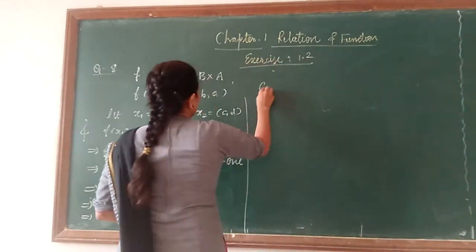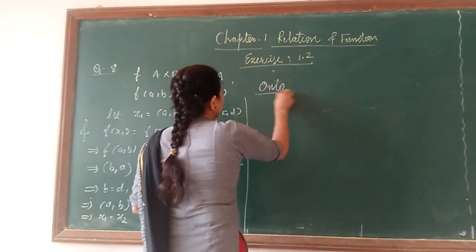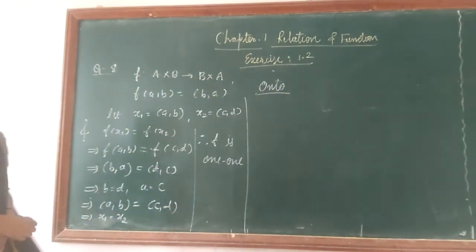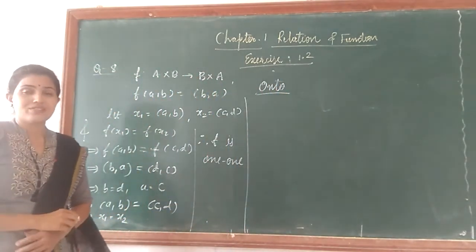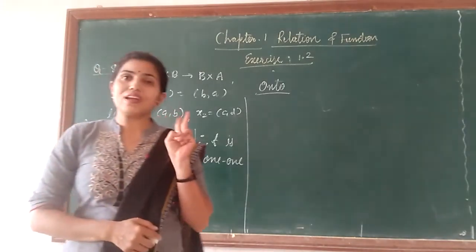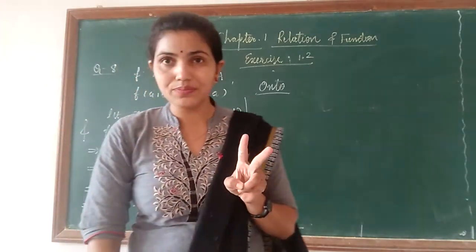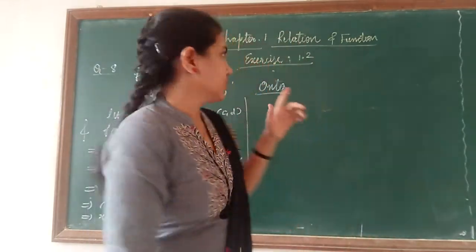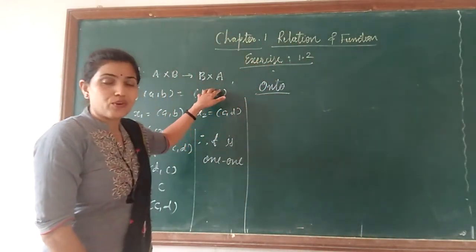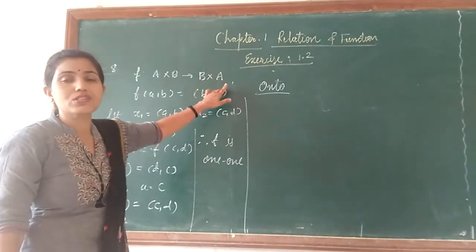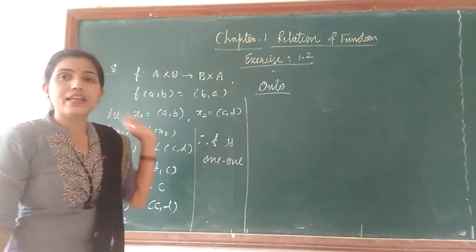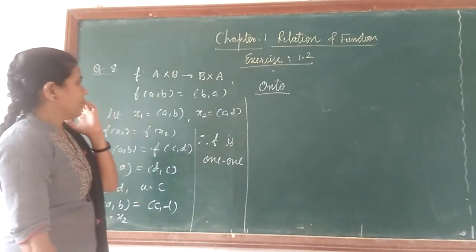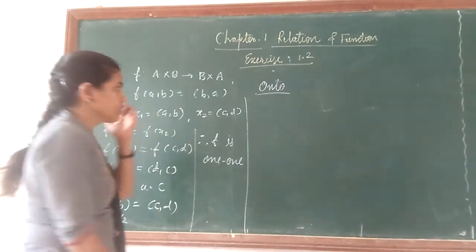So what can we do for the onto? For ontoness, we can do again two things. We can find out the range of the function. And second thing, we can show that for any y belonging to B cross A, there exists some x in A cross B. So let me find out the range of the function here.